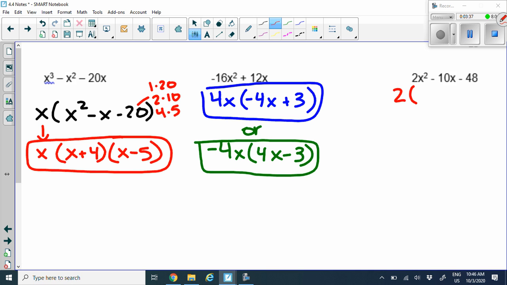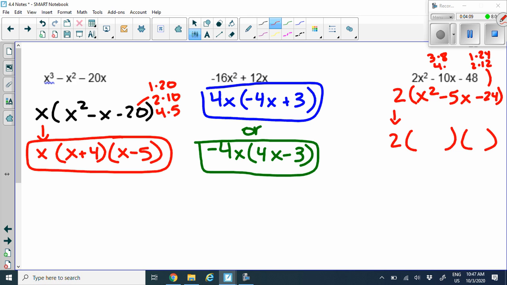So my next thing is to rewrite. So I do 2 divided by 2, that gives me x squared. Negative 10 divided by 2 gives me negative 5x. And negative 48 divided by 2, that gives me my minus 24 there, okay? Now, make sure you bring down the 2, and we're going to go ahead and factor. So, since our a value is 1, all we need to do is figure out the numbers that multiply to 24. We got 1 and 24, 2 and 12, we have 3 and 8, and 4 and 6.